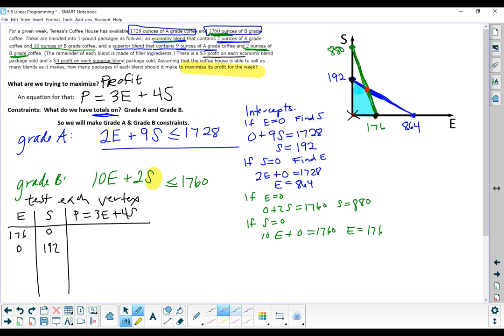And then the third vertex right here, this is the tricky one. We need to figure out the coordinates of that vertex. I think we can see logically from our graph that it's going to be somewhat less than 176 and somewhat less than 192, but we need to know exactly. So we have to solve a system of equations to find that vertex.